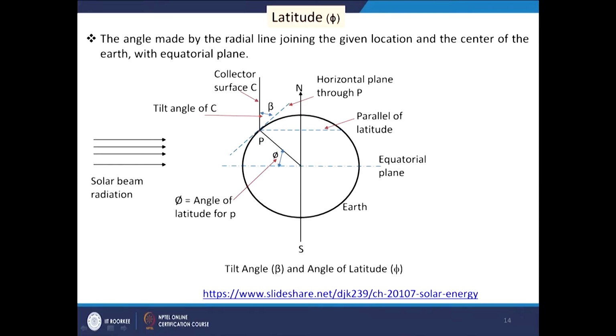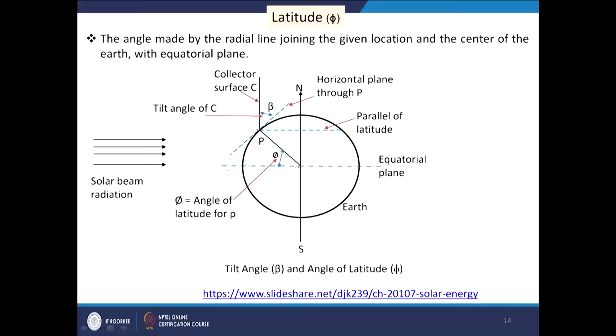And then latitude will also influence the insolation value. As you know, this is the angle between the radial line joining the center of the earth and the point where the collector is situated with the equatorial plane. So, this is our equatorial plane, and this is our point on the earth's surface where we have put a plate collector. This point is connected by the earth's radius, and this angle is called latitude.